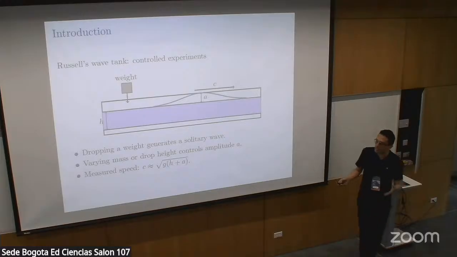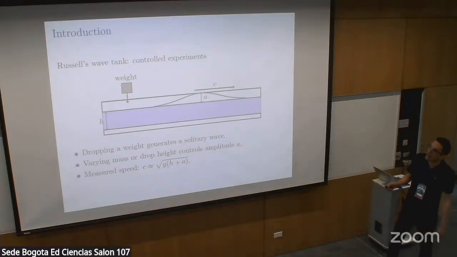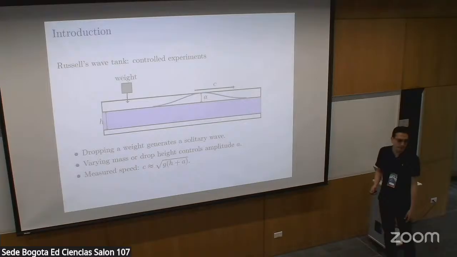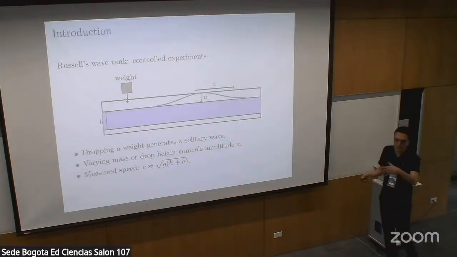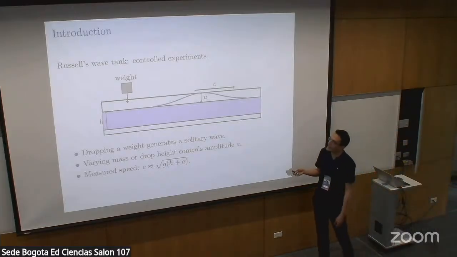So during his experiments, he found some relation between the speed and the amplitude of the wave. That was what he was doing. He liked to play with things, right? Playing to create waves. Really interesting.